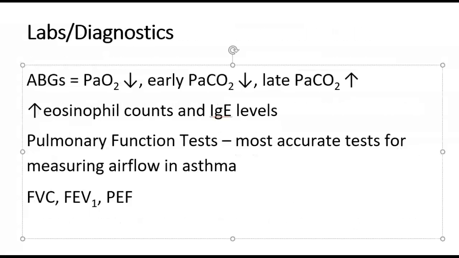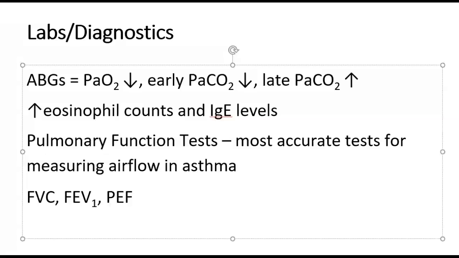Moving on to labs and diagnostics, what are we going to be looking at to monitor a patient with asthma? The first thing is ABGs, right? ABGs, we know, give us the most accurate information about a patient's oxygenation status. So in the patient with asthma or who's having an asthma attack, what you may see on the ABGs include a lower oxygen level, and the carbon dioxide level depends on where the patient is in the attack.